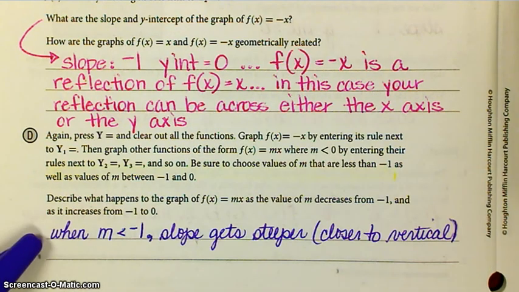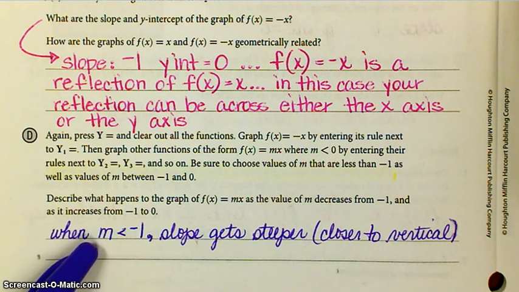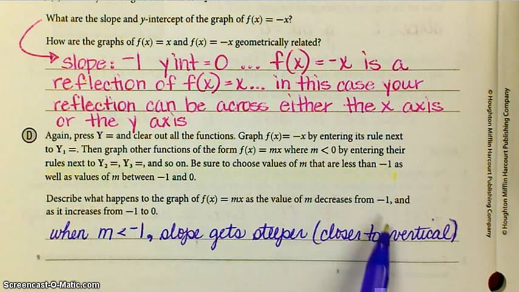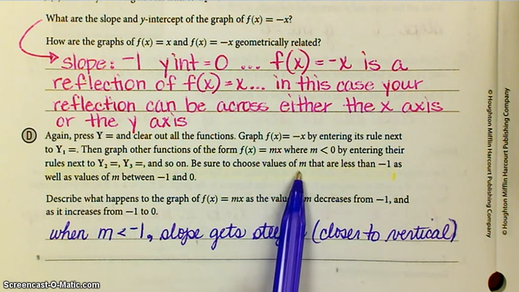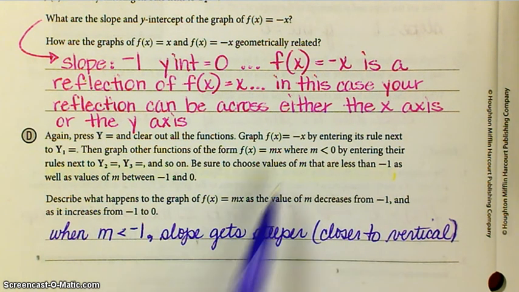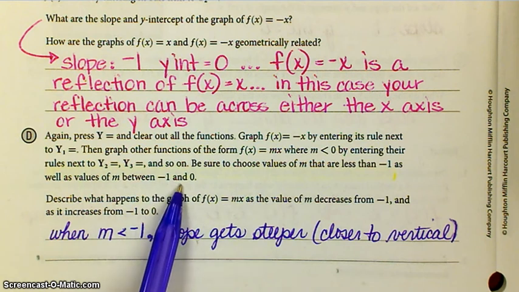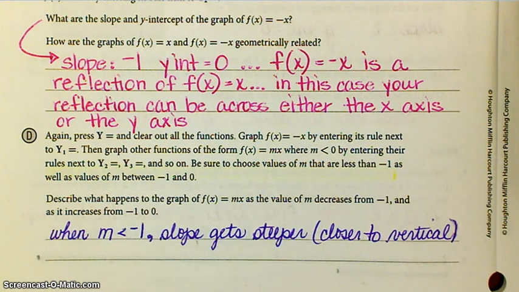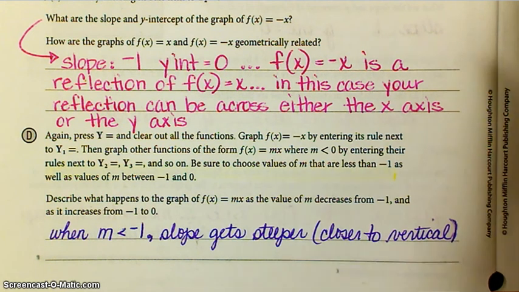So when m was less than negative 1, the slope gets steeper, meaning the slope gets closer to vertical. It's still a negative slope, but it's closer to vertical when m, let's say, is negative 3 rather than negative 1. Now let's do what the lines are going to look like if m is between negative 1 and 0. So values that would be between negative 1 and 0 would be like negative 0.5, negative 0.2, etc. So let's do that.